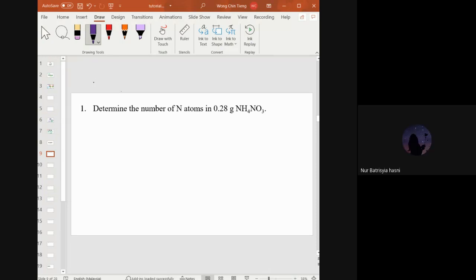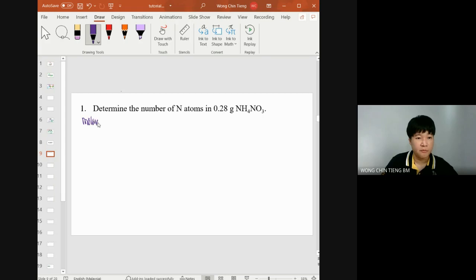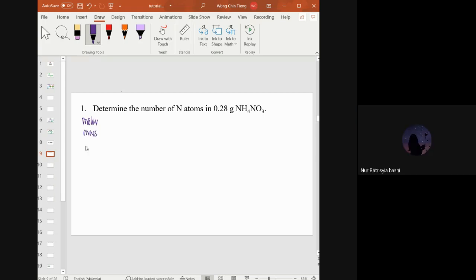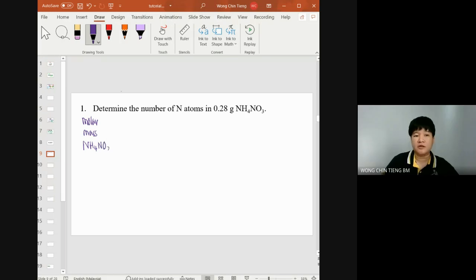Cari molar mass NH4 and O3. Okay, Patricia started with molar mass of NH4 and O3. Read the question. Question asking for determine the number of N atom. Saya hanya nak number of N atom. In other words, that is number of particles, in 0.28 gram of NH4NO3, ammonium nitrate.